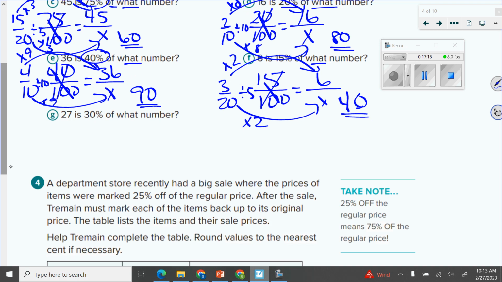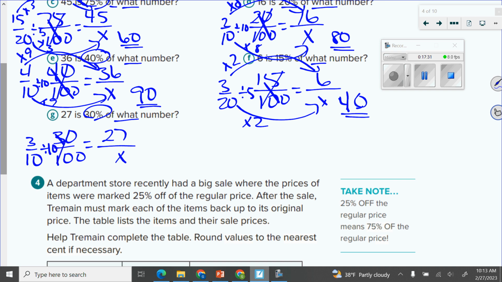And then the last one. So 30%. Do I know my of? Nope. My last number goes here. Does 30 go easily to 27? Nope, but I can divide by 10. Excuse me, 3 and 10, not 3 to 27. Times 9, meaning this one is 90.